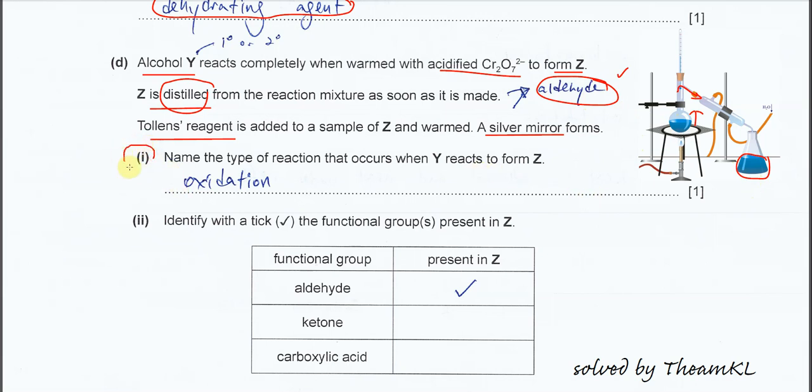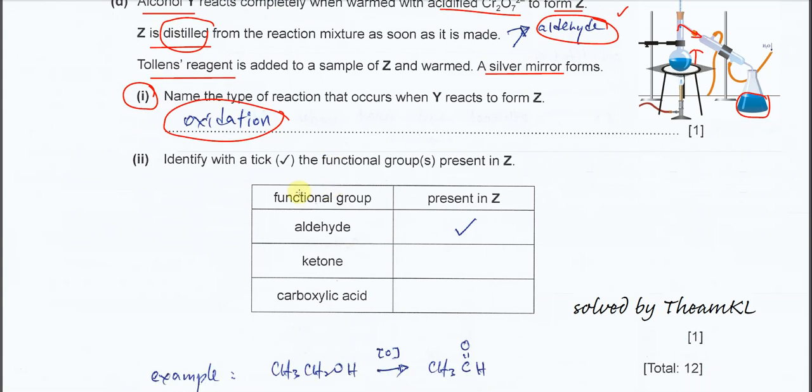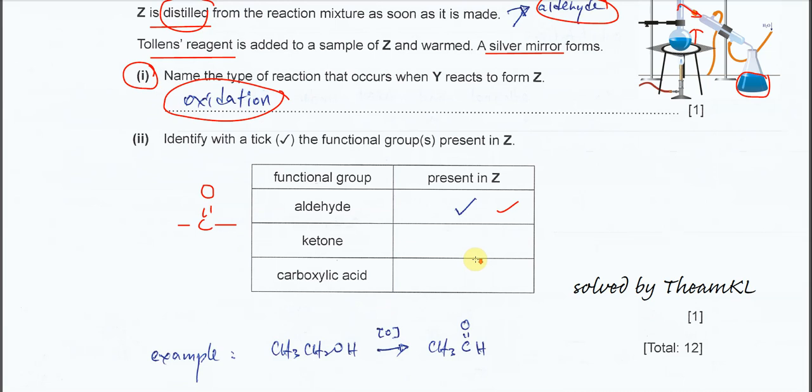Part 1, name the type of reaction when Y reacts to form Z. Of course, it is oxidation. Identify the functional group present in Z. So it's an aldehyde. But nowadays, for the latest syllabus, 2022 to 2024, the functional group for ketone and aldehyde is the carbonyl group. Carboxylic acid is the carboxyl. Okay, that's all for this question. Thank you.